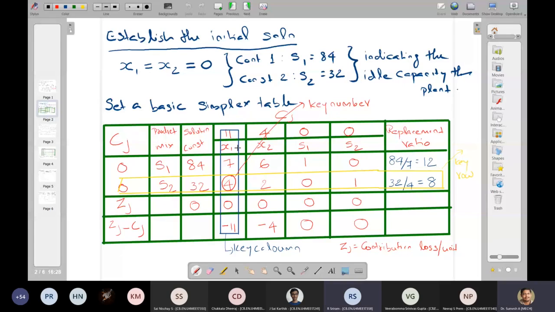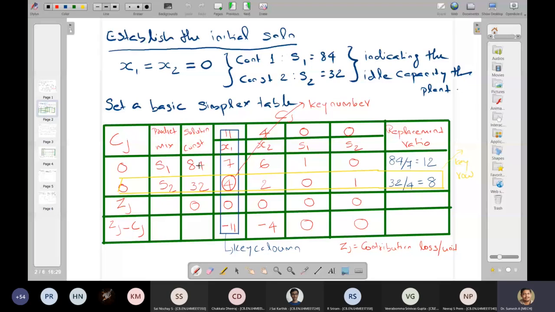Yes, sir. So did you see how I calculated the key column? You actually saw Zj minus Cj. The largest value with a negative sign, you took as our concern. So that corresponds to X1. So X1 needs to replace either S1 or S2. For determining that, I have calculated the replacement ratio. The replacement ratio is calculated by dividing the solution constant by the corresponding key column element.